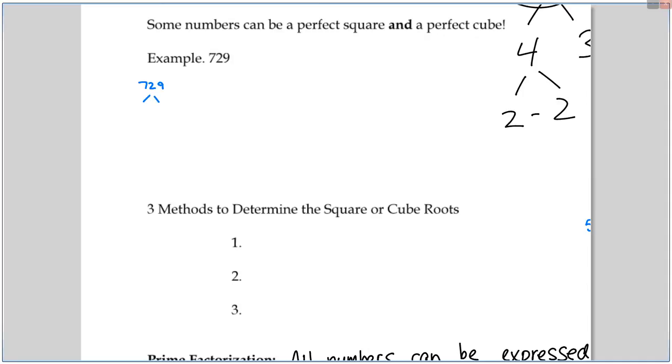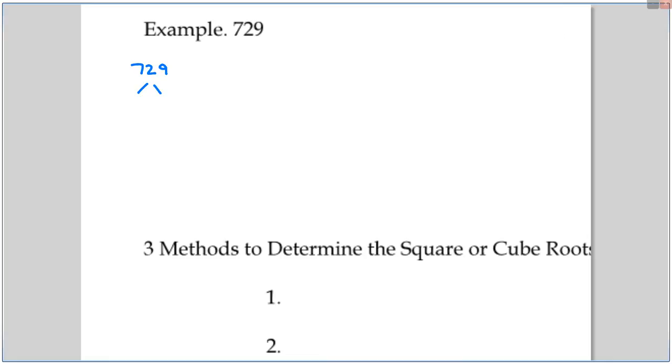What does it divide by? Why are you using 3? You have good intuition. Always start with the smallest possible prime. Start with 2. Is it even? So don't try 2. If it's even, start with 2.